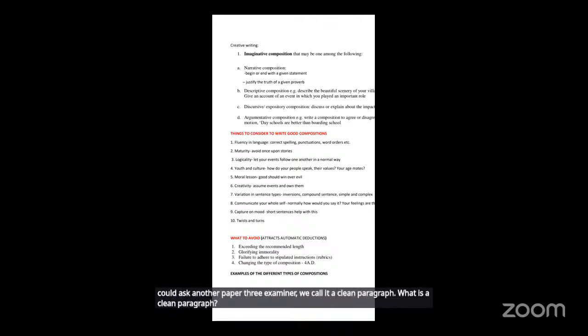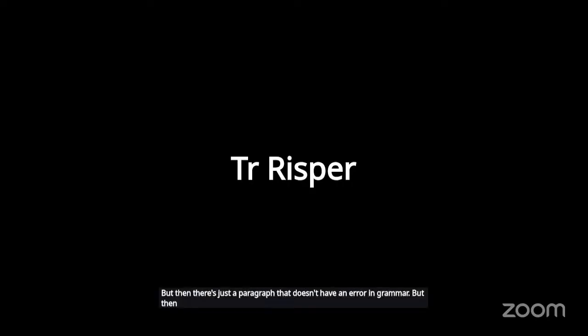A clean paragraph is a paragraph that maybe I've not seen merit ticks. Merit ticks mean that thing you have written that has made me so excited, I'm marking it. Like the way you use your language, I'll show you later. In my examples of writings, I've put it in bolded or maybe sometimes underlined it. But then there's just a paragraph that doesn't have an error in grammar. But then there's nothing.